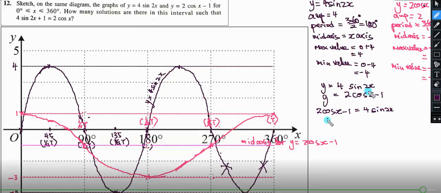Okay, rearrange it, it becomes 4 sine 2x equal to 2 cosine x minus 1. Okay, bring the 1 over here, 4 sine 2x plus 1 equal to 2 cosine x.